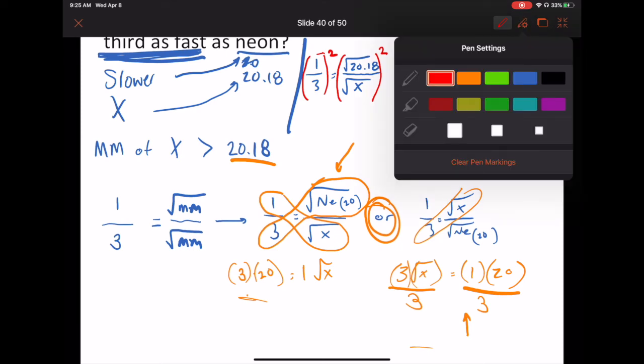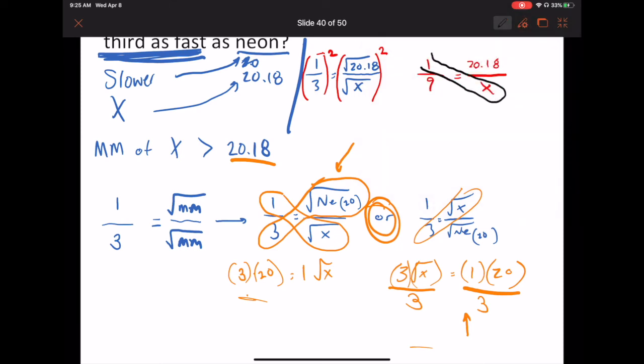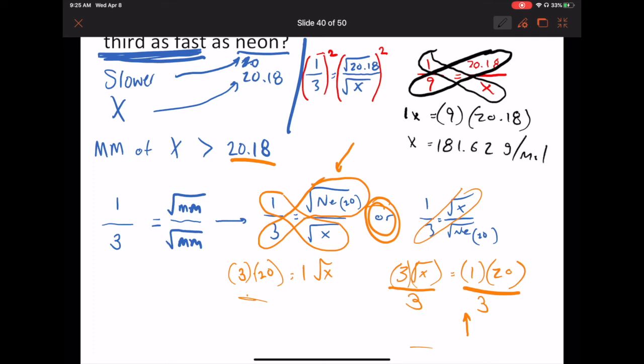So we cross multiply, and then we'll get 1x equals 9 times 20.18. That'll give us a large molecular mass, which is what we're expecting. So x equals 181.62 grams per mole. Now, where did the grams per mole come from? They should have been there all along. When we were writing this out, it should have been grams per mole, and even in here, it should have been grams per mole.